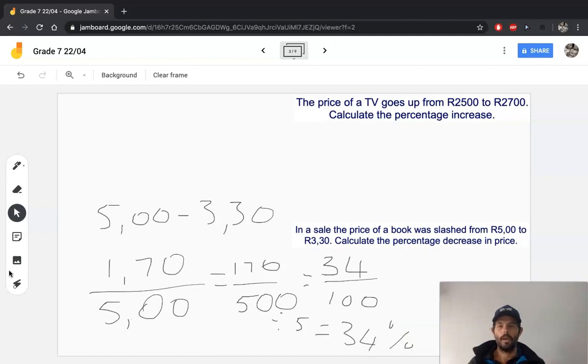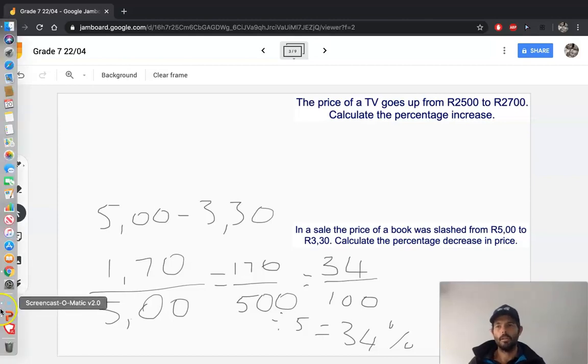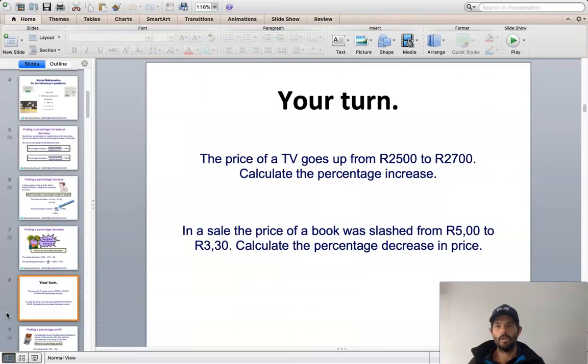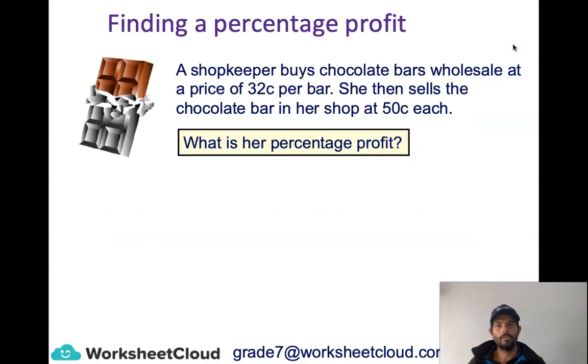Okay? So those 2 examples, go back, play them again. Just make sure you understand the concepts that we are trying to get across to you. That leads us into finding a percentage profit. Again, it's very similar. It's perhaps just a change in terminology.